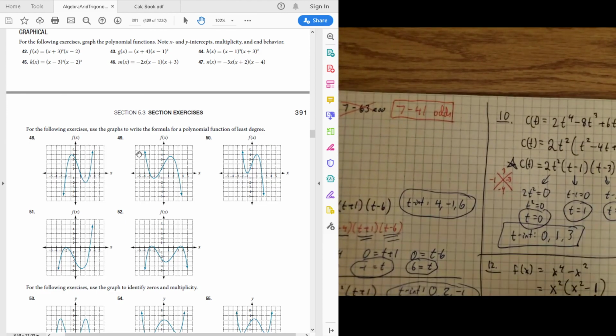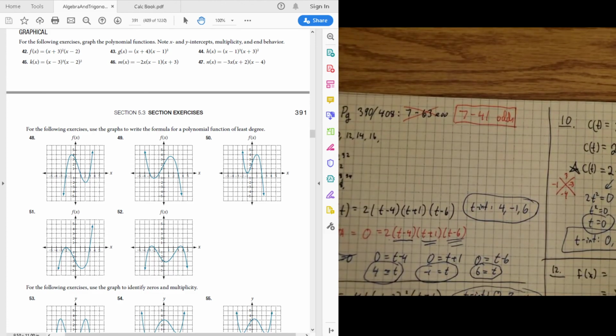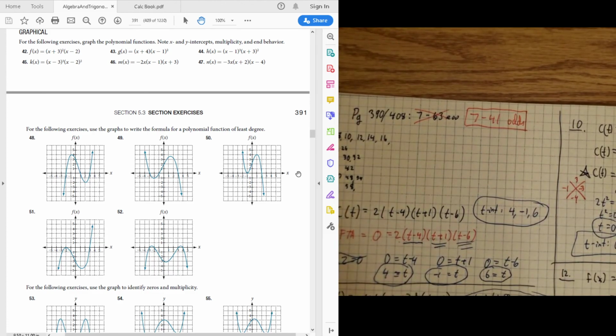So let's go ahead and go right there. That'll be your homework for tonight, section 5.3, page 390/408. We will discuss how to do the graphing portion of it next time. Be sure to take a look at these problems.